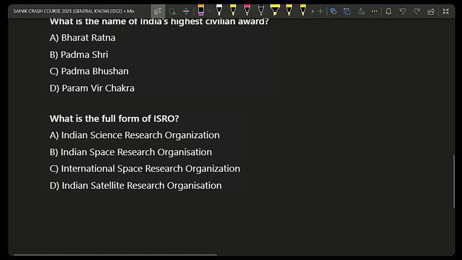Time up. One student gave wrong answer option D, Indian Satellite Research Organization, wrong. Three students said International Space Research Organization, wrong. 17 students gave the correct answer, Indian Space Research Organization. ISRO means Indian Space Research Organization. It is headquartered in Bangalore, Karnataka, and does rocket launching experiments from Sriharikota, Andhra Pradesh. Next question.